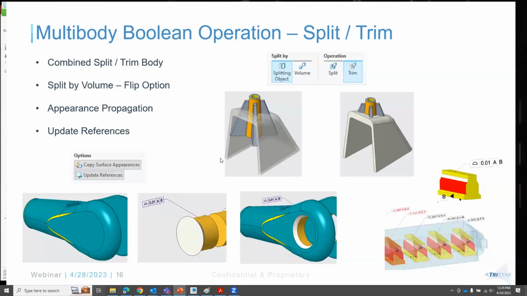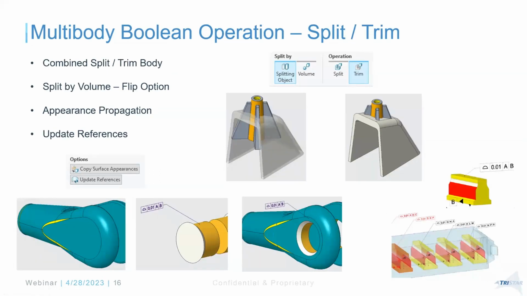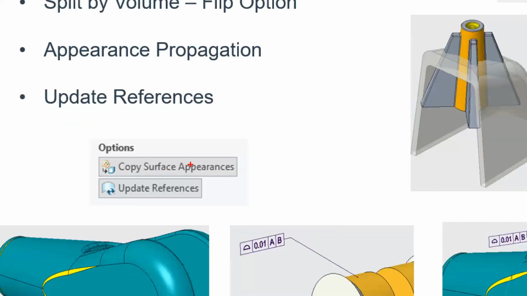A few other things in here on the multi-body, things like copying surface appearance and updating reference. If you do MBD, right? MBD is big in the industry these days, especially when you start adding your product manufacturing information, or PMI, in your 3D model. You may have bodies that already have some surface colors assigned, or some profile tolerance, some GD&T applied, and you'd like to get that transferred over during the Boolean operation. So now with the multi-body, we have the ability to turn on and off copy surfaces or update reference.